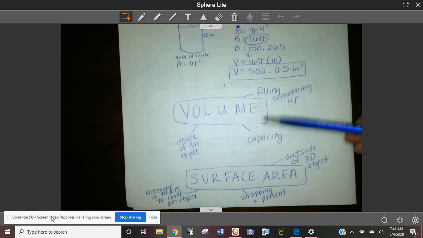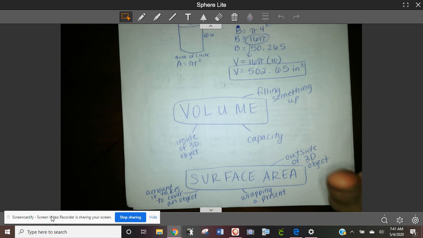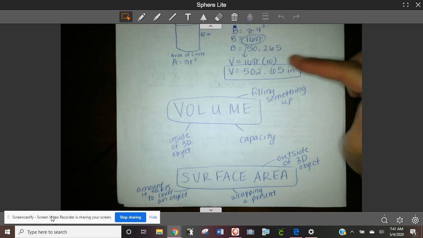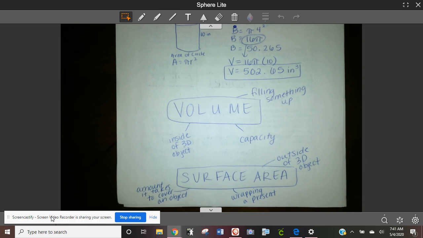Okay, so make sure you guys know the difference between volume and surface area. I will be putting a couple examples, just because volume is a little bit easier. I will be putting a couple examples on the assessment this week that will give you some scenario. So let's say you're filling up a pool. I would ask you if that is volume or surface area. Wrapping a present, is that volume or surface area? So make sure you do know the difference between volume and surface area.